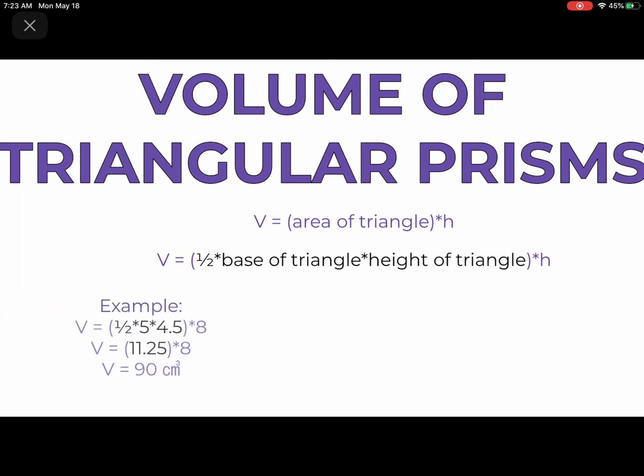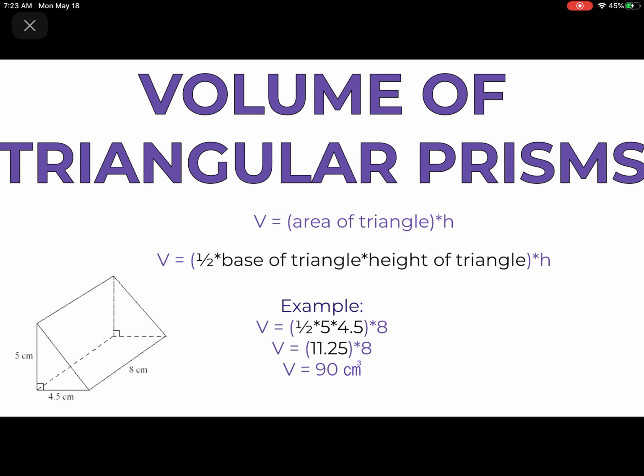Okay, so my first example, we have this shape here. So volume equals 1/2 times 5, that's the height of the triangle, times 4.5, that's the base of the triangle, times 8, which is the overall height of the shape. So as we multiply 5 times 4.5 times 1/2, that'll be 11.25. We'll multiply that times 8, and our volume will be 90 centimeters cubed. All right? So we just take whatever the area of our bases are and multiply that by the height between them. And you'll see that and get more comfortable with it as we go.